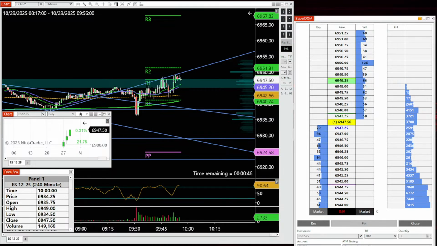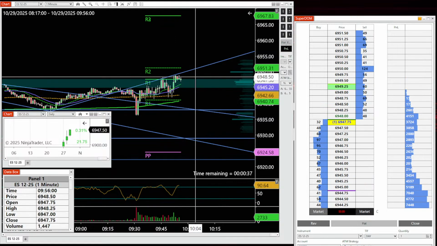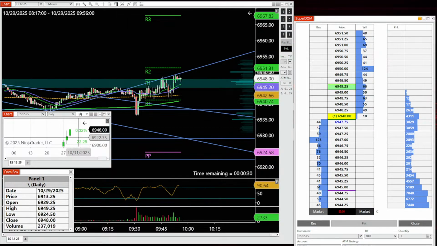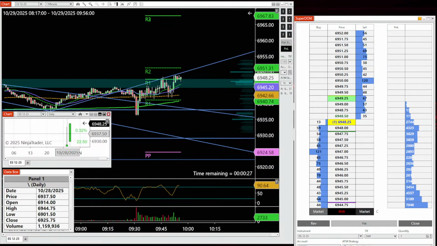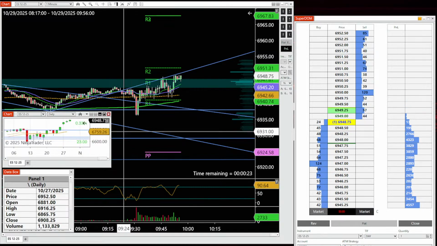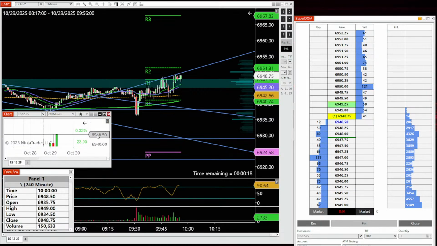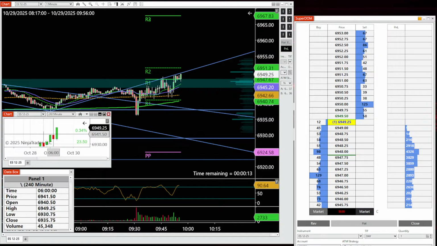In 5 minutes, we've got another 4-hour bar opening up. Don't know if that's going to open up and go, open up higher and keep moving higher. This is the daily. We know 44.75 is the open. Let's go to the 4-hour chart just to see where we're at. So this is where we are on the 4-hour chart. Another bar is going to open up pretty soon.